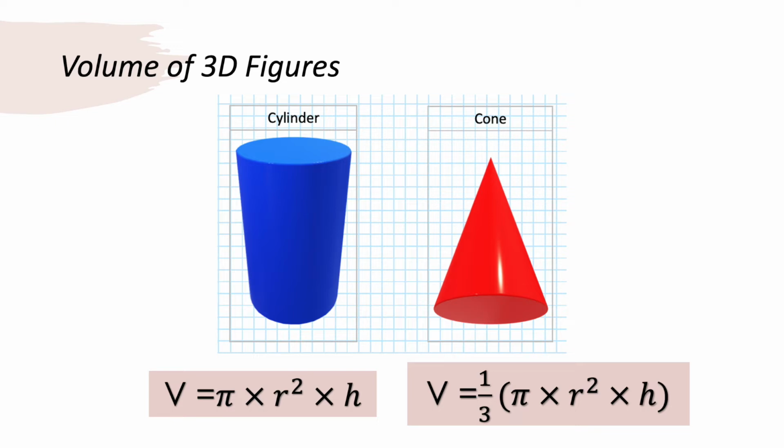Therefore, the formula for its volume is pi r squared times height. A cone is like a pyramid, except it has a circular base. The figure gets smaller and smaller as we move to the top. So, as you can assume, it will be 1/3 of a cylinder.